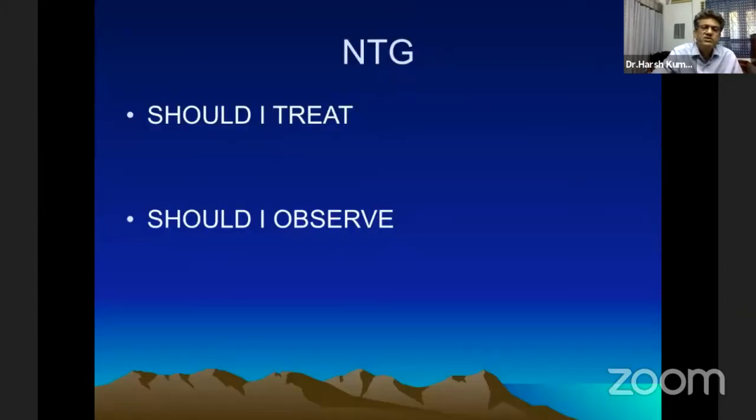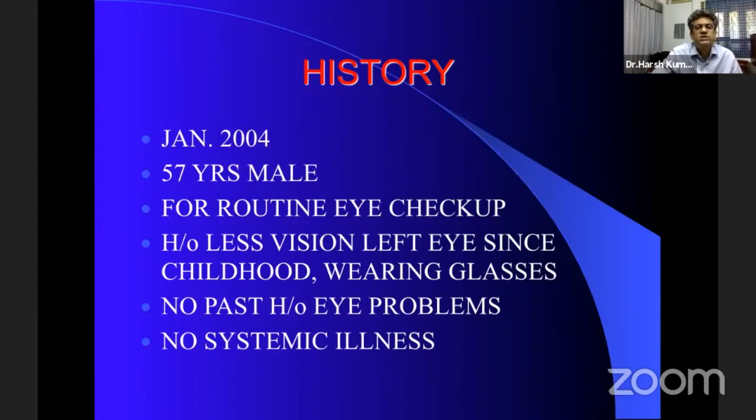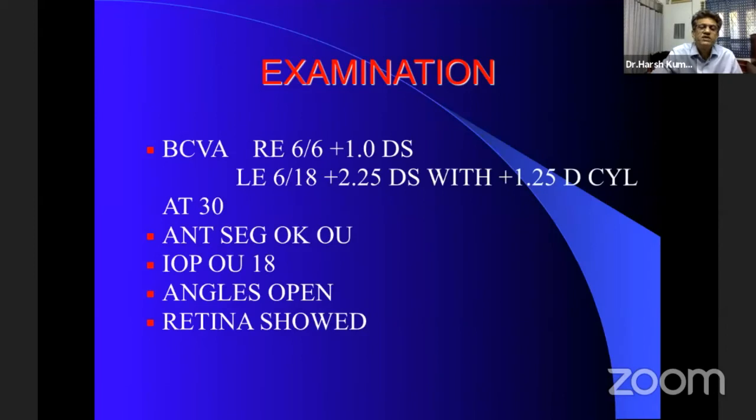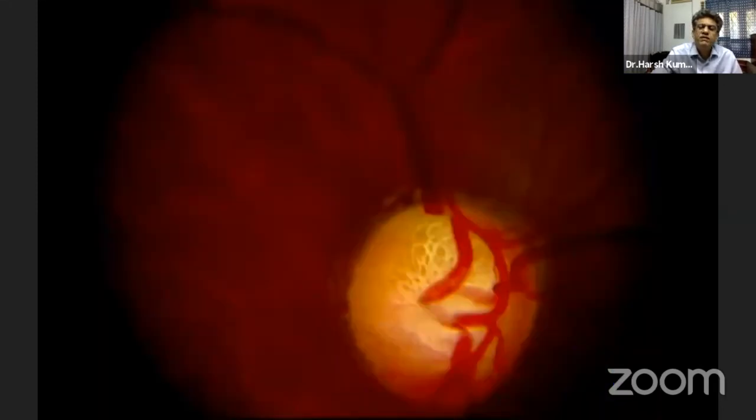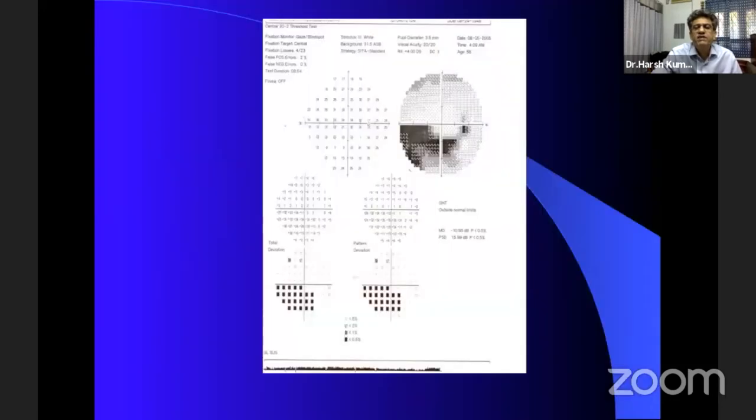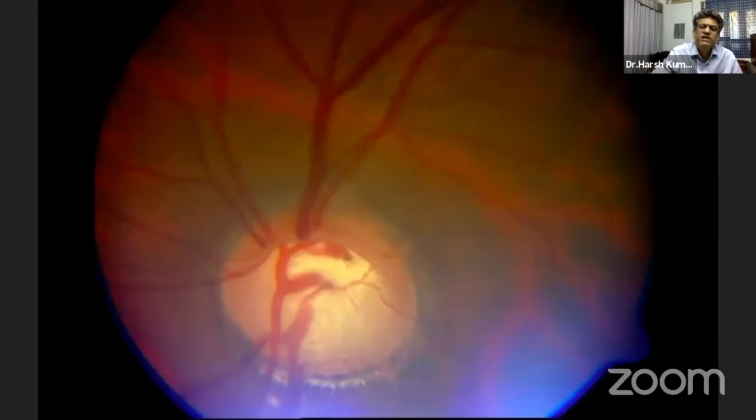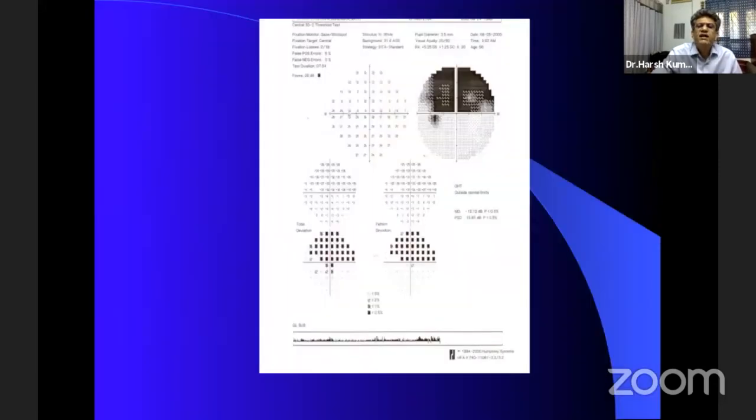What about NTG? Should I treat or should I observe? So we had a case, a 57-year-old male, who came for a routine eye checkup. Both eyes myopia, right eye 6/6 vision, left eye 6/18. This eye was having amblyopia. The disc was so obvious, superior damage here, inferior one over here. So very clear, and that it is a glaucomatous damage.